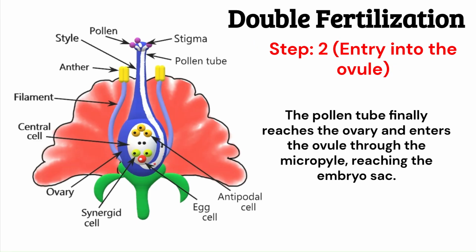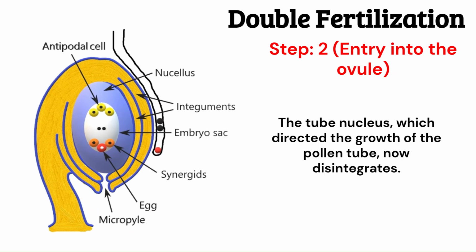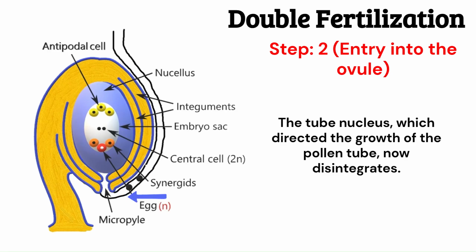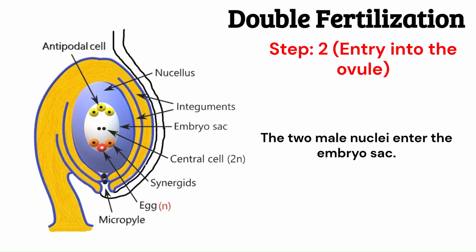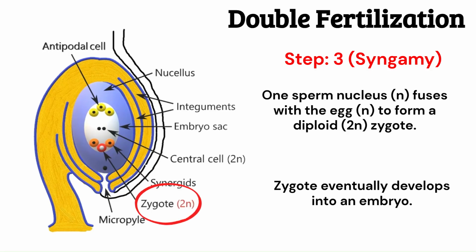In the second step, the male nucleus enters inside the ovule. The pollen tube finally reaches the ovary and enters the ovule through the micropyle, reaching the embryo sac. The tube nucleus, which directed the growth of the pollen tube, now disintegrates. The 2 male nuclei enter the embryo sac. Step 3 is called syngamy. 1 sperm nucleus fuses with the egg to form a diploid zygote, which eventually develops into an embryo.